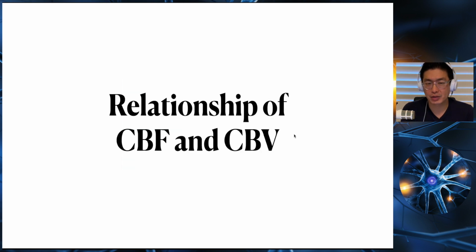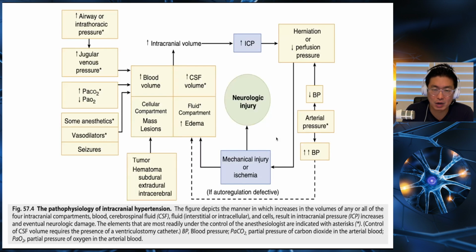Now, I want to talk about the relationship between cerebral blood flow and cerebral blood volume, because I think this is where it confuses a lot of trainees. I want to show you this really nice workflow diagram in Miller's chapter 57. What I really want to focus on is these components here. So we know that this is part of the Monro-Kellie doctrine, where we've got the blood volume, CSF volume, and this represents the brain volume or the brain parenchyma, okay?